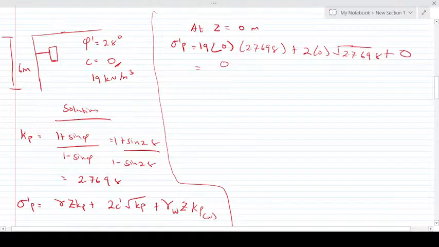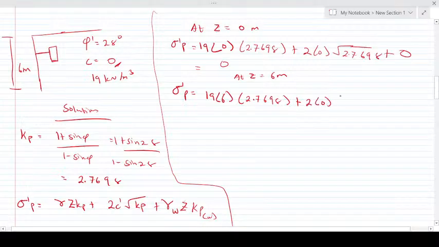So the next thing is, this was at 0 meters. So now let's find for at 6 meters, right? At z equals 6 meters. So at z equals 6 meters, we have what? 19 by 6, 19 by 6, 2.7698 plus 2 again. The soil is cohesionless.